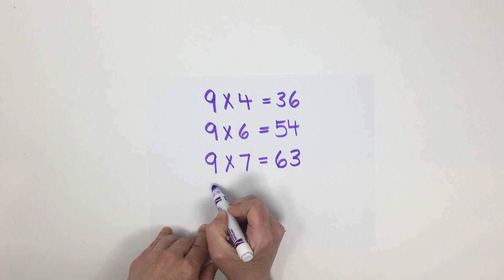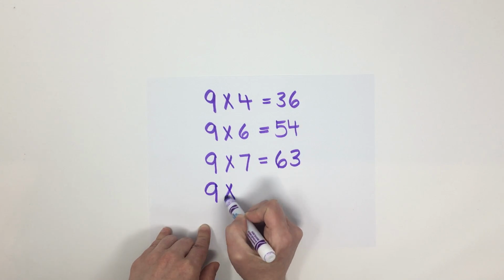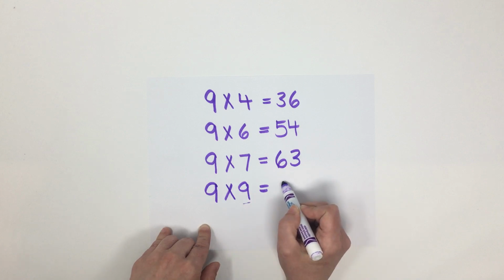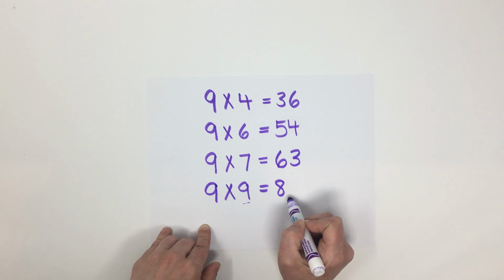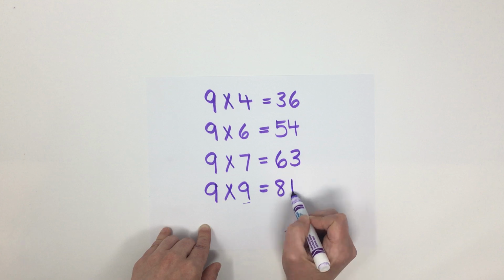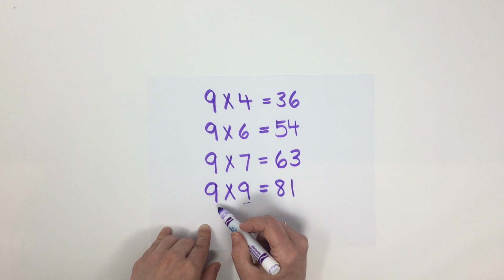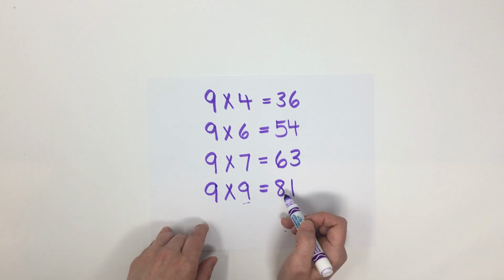Let's try that same way with 9 times 9. What's 1 less than 9? 8. And what plus 8 equals 9? 1. 81. 9 times 9 is 81. 9 fois 9 égale 81.